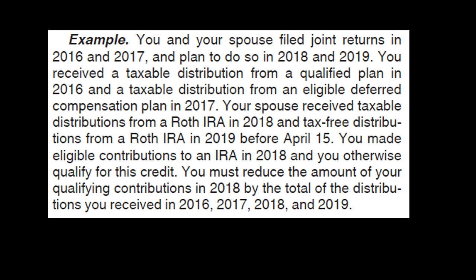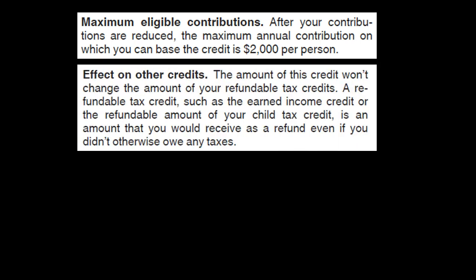You must reduce the amount of your qualified contributions in 2018 by the total of the distributions you received in 2016, 17, 18, and 19. Maximum eligible contributions. After your contributions are reduced, the maximum annual contribution on which you can base the credit is $2,000 per person. Effect on other credits.